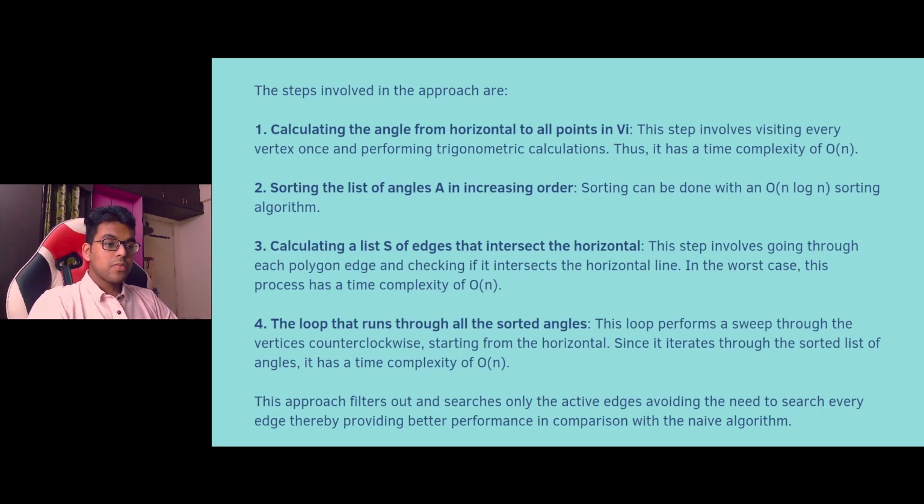The last step is to run a loop that runs through all the sorted angles. This particular loop performs a sweep through the vertices in the anticlockwise direction starting from the horizontal. Since this iterates through the sorted list, it again takes linear time complexity, O(n). This approach filters out and searches only those active edges, which avoids the need to search each and every edge, thereby providing better performance in comparison with the brute force algorithm.